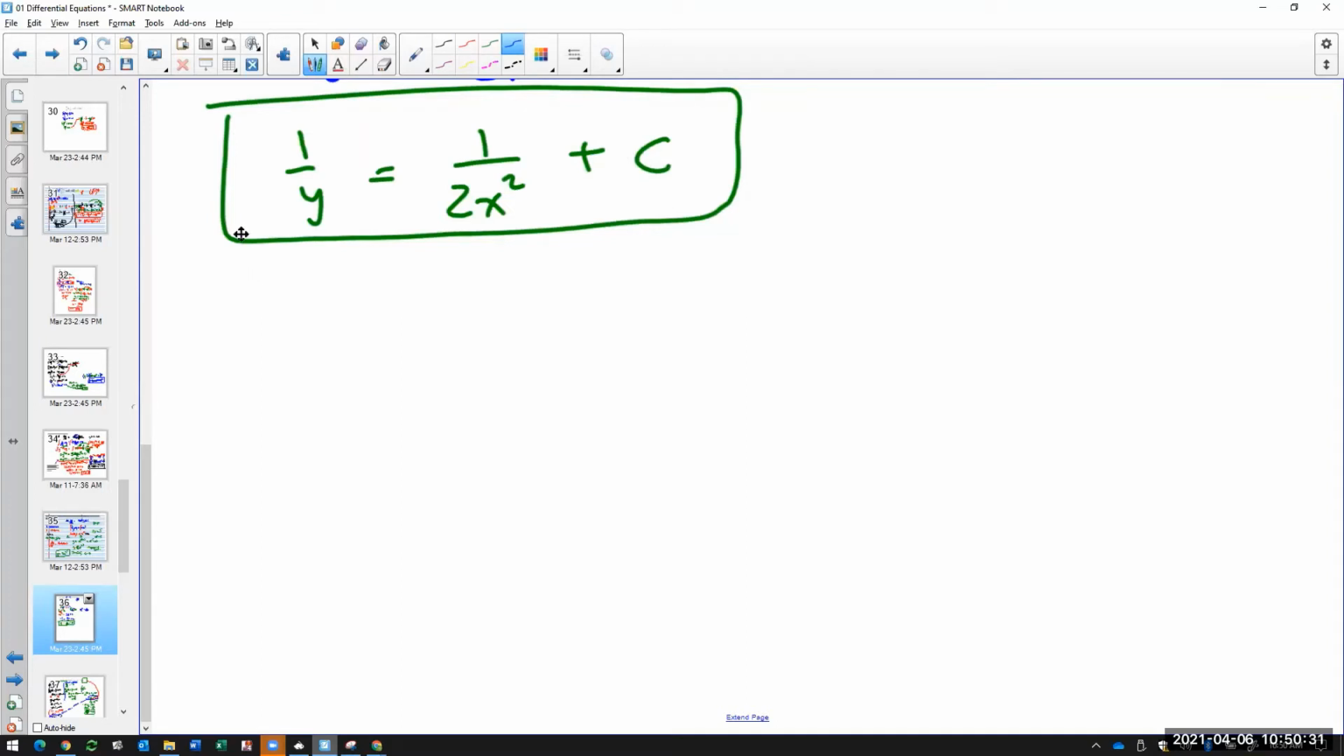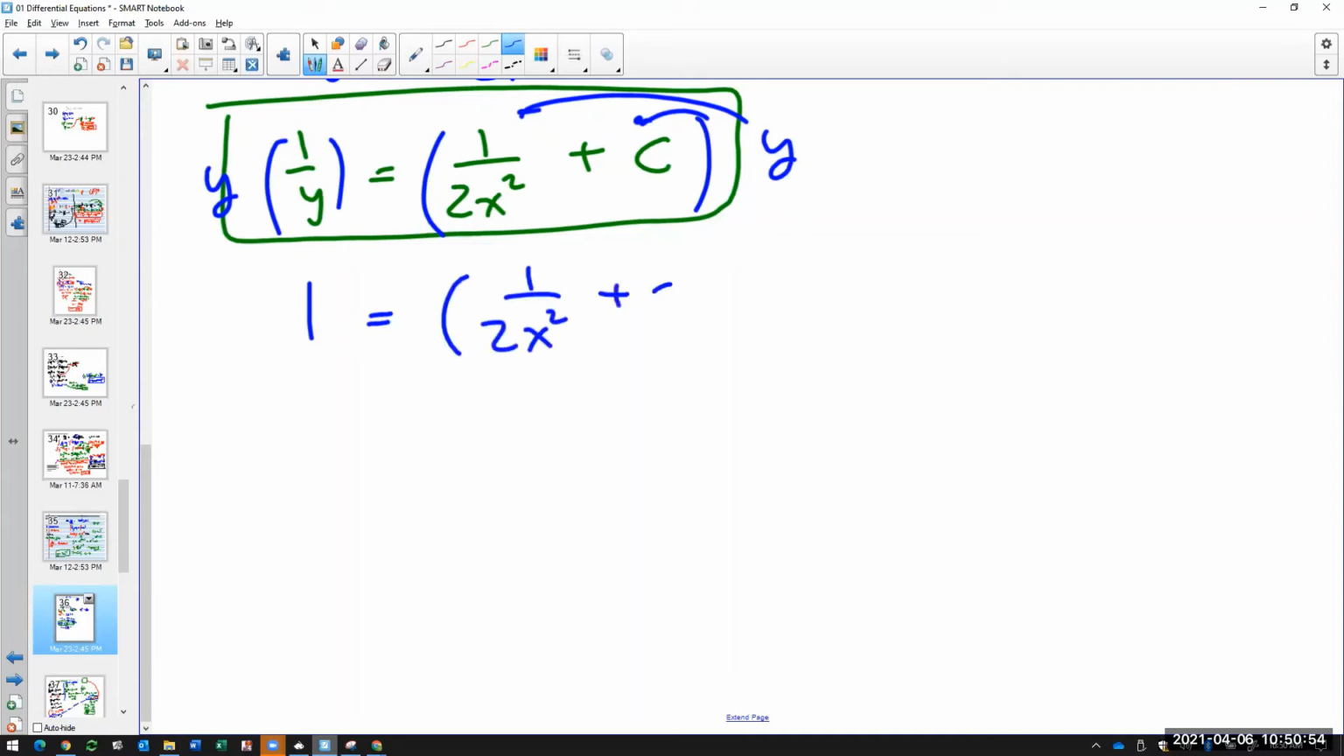Plug in. Well, multiply both sides by, like, what can I multiply both sides by to get rid of this y on the bottom? So multiply both sides by y. And what I'll get is 1 is equal to, and you distribute this y. Actually, you don't even have to distribute the y because you have to undistribute it. Let's not distribute it. I get 1 over 2x squared plus c, right, times y. You agree with that? And now I can solve for y, right? So what's y equal to? 1 over 2x squared plus c.